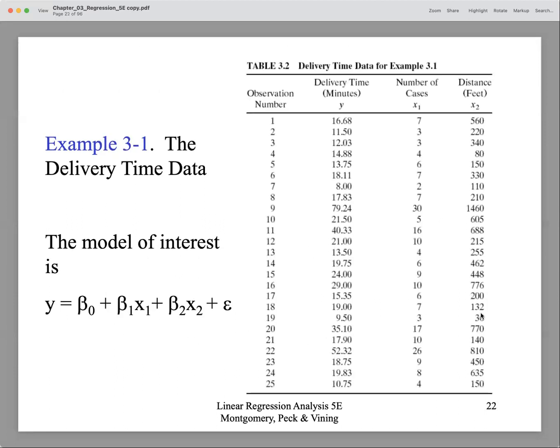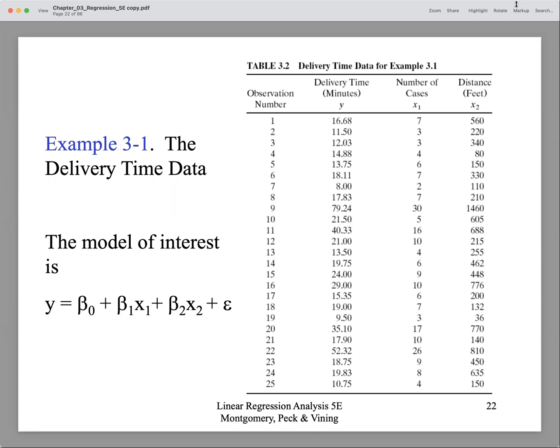Now, here is an example. This is the delivery time data example, and let me give a little background on it. This is the description of the example given in the textbook, on page 74. A soft drink bottler is analyzing the vending machine service routes in his distribution system. He's interested in predicting the amount of time required by the route driver to service the vending machines in an outlet. This service activity includes stocking the machine with beverage products and minor maintenance or housekeeping.